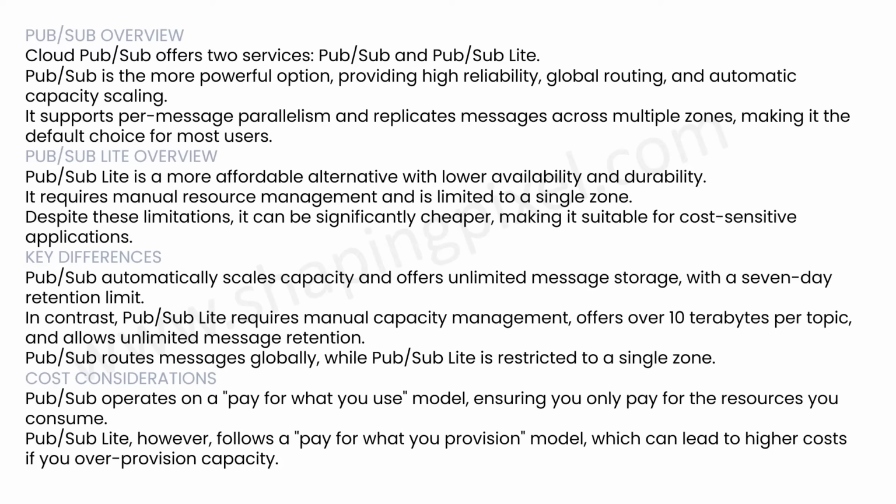Pub/Sub automatically scales capacity and offers unlimited message storage with a 7-day retention limit. In contrast, Pub/Sub Lite requires manual capacity management, offers over 10 terabytes per topic, and allows unlimited message retention. Pub/Sub routes messages globally, while Pub/Sub Lite is restricted to a single zone.